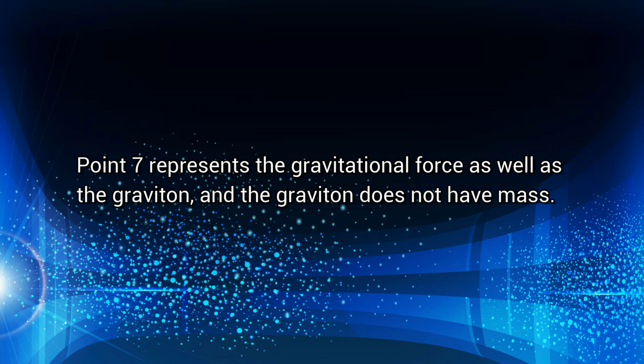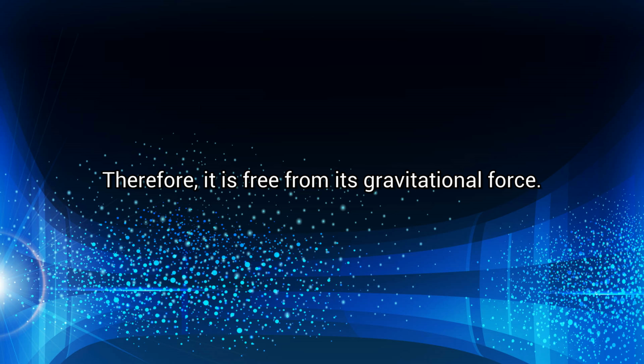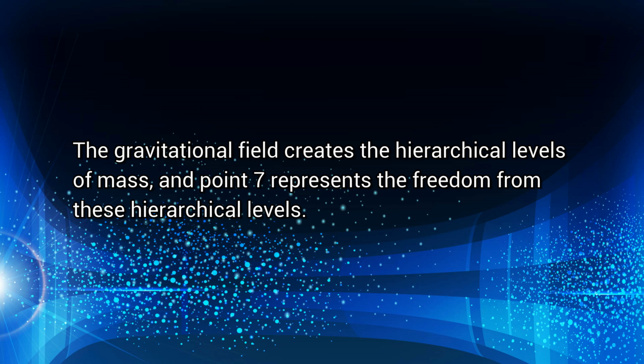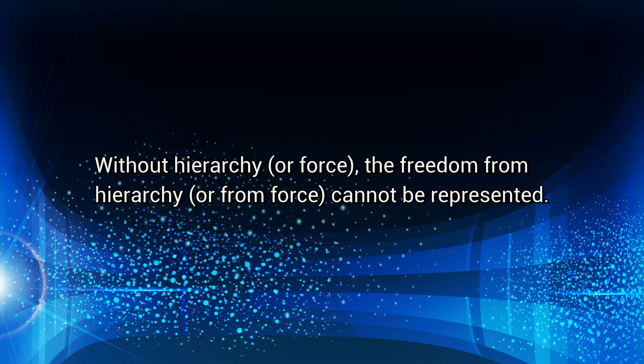Point 7 represents the gravitational force as well as the graviton, and the graviton does not have mass. Therefore, it is free from its gravitational force. The gravitational field creates the hierarchical levels of mass, and point 7 represents the freedom from these hierarchical levels. Without hierarchy, or force, the freedom from hierarchy, or from force, cannot be represented.